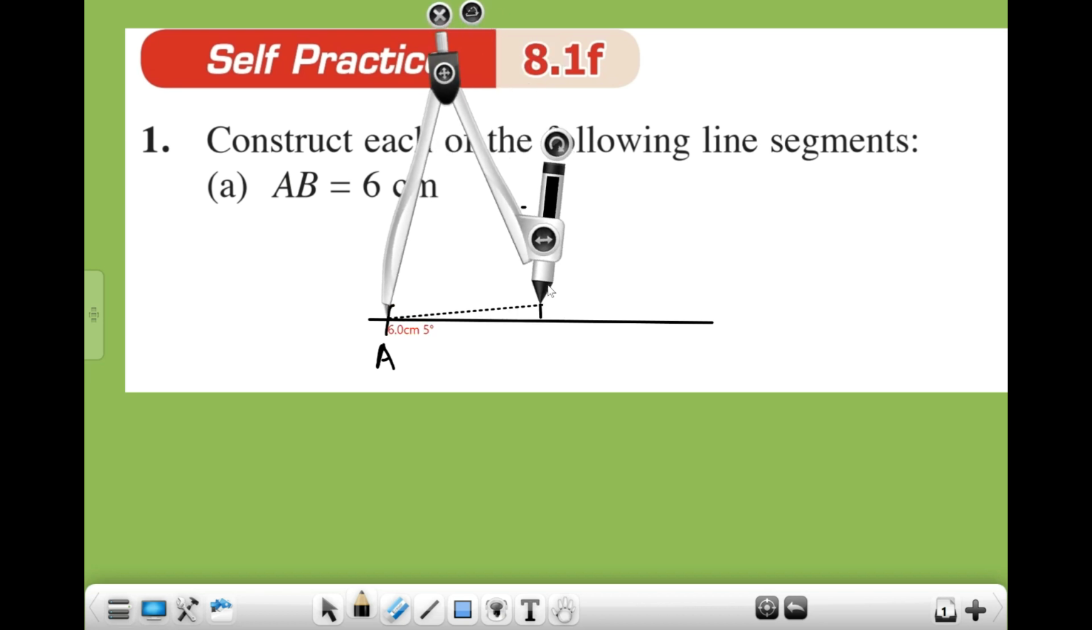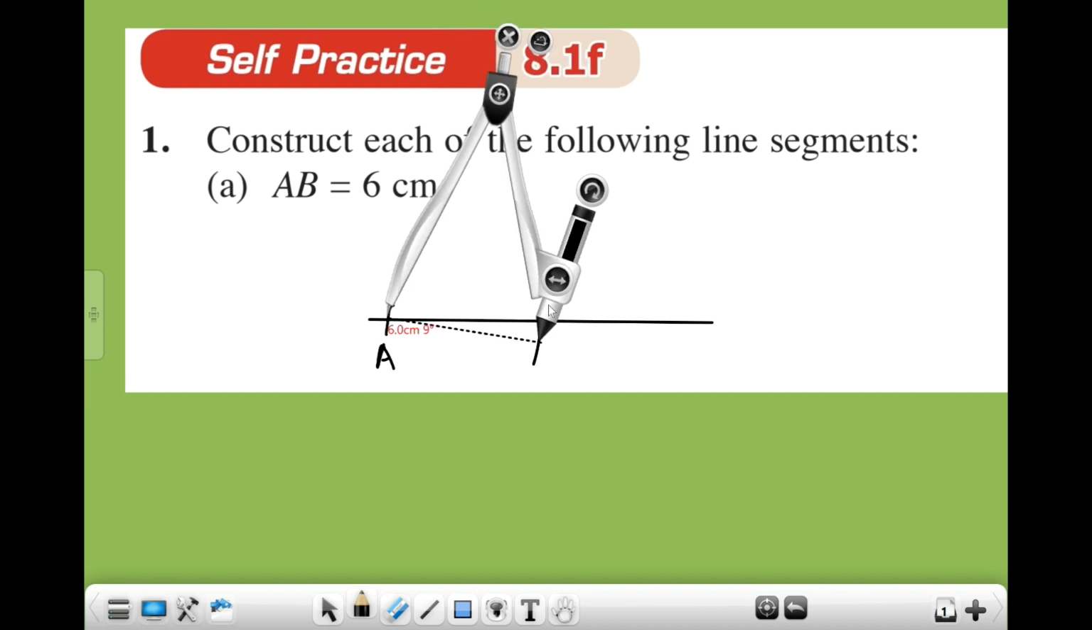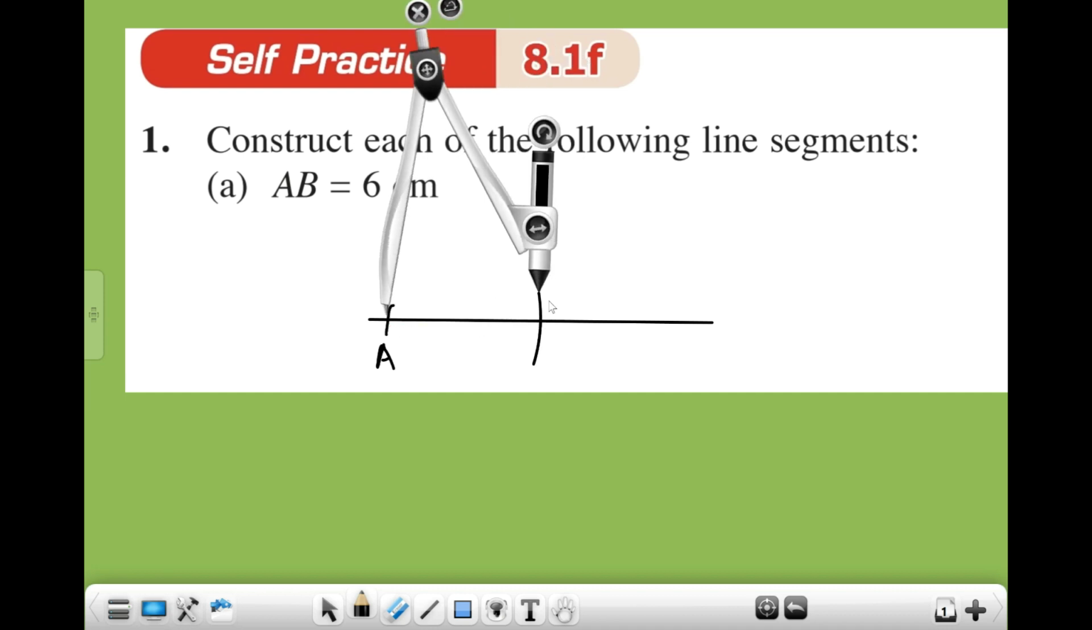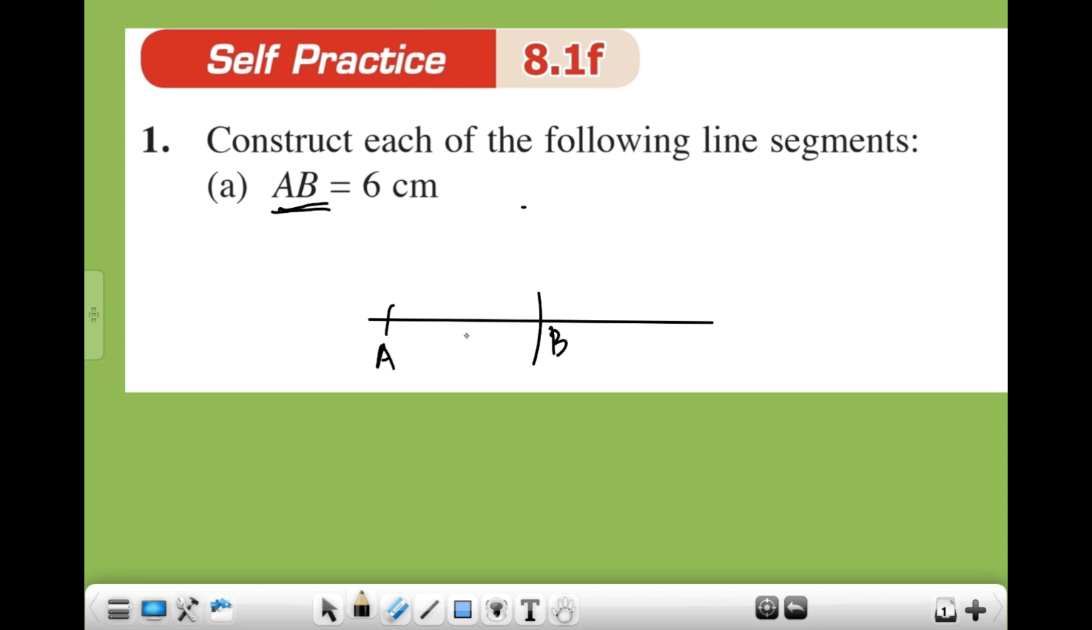This is what we want. We call this construction. We want to see an arc. We call this an arc. Dalam bahasa Melayu, arc adalah lengkok. So done. After you have done it, this is 6 centimeter. You label your B because we want AB. Label 6 centimeter like this. Are you done? So you know how to construct a line segment now?